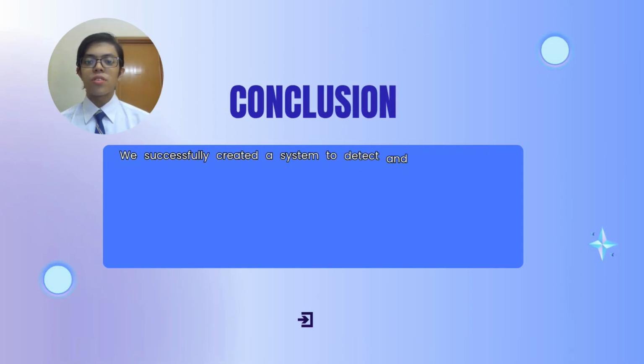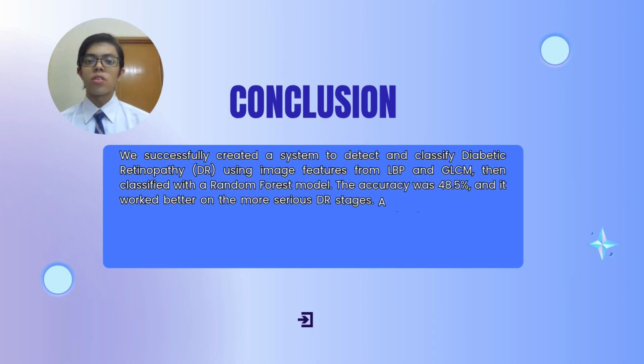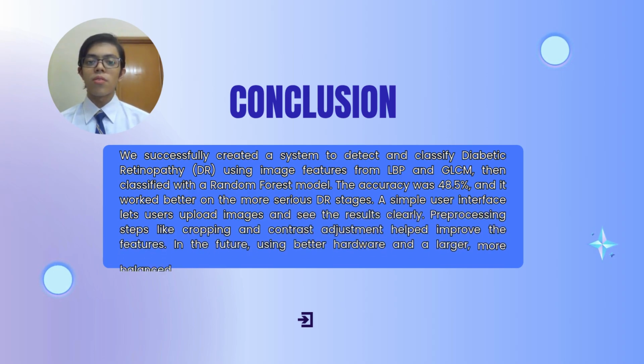In conclusion, we successfully created a system to detect and classify diabetic retinopathy using image features from LBP and GLCM, then classified with a random forest model. The accuracy was 48.5%, and it worked better on the more serious DR stages, such as stage 3 and 4. A simple user interface lets users upload images and see the results clearly. Pre-processing steps like cropping and contrast adjustment helped improve the features, and in the future, using better hardware and a larger, more balanced dataset can help improve the system's accuracy.